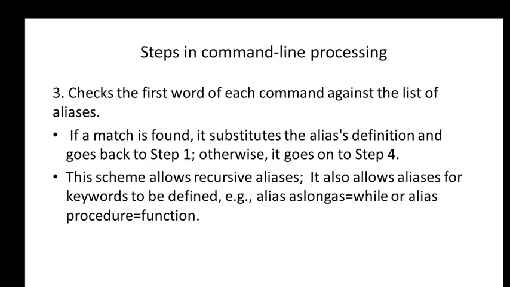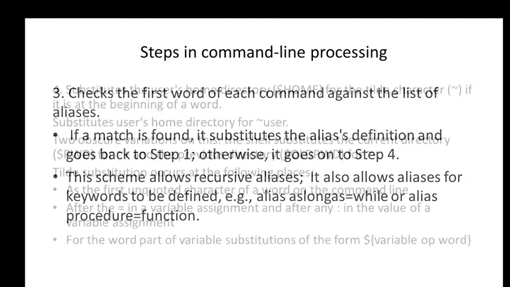The third step is that it checks the first word of each command against the list of aliases. If a match is found, it substitutes the alias definition and goes back to step 1. Otherwise, it goes to step 4. This scheme allows recursive aliases, and allows aliases for keywords to be defined. For example, alias forever=while or alias procedure=function.